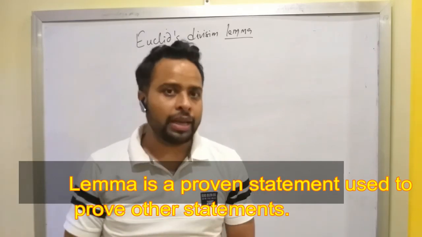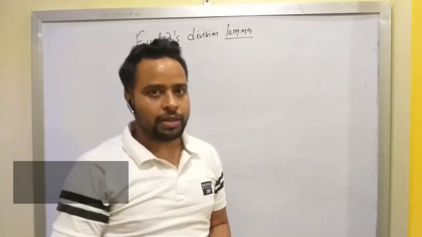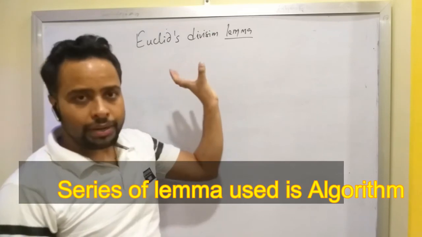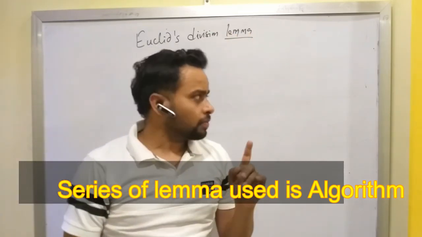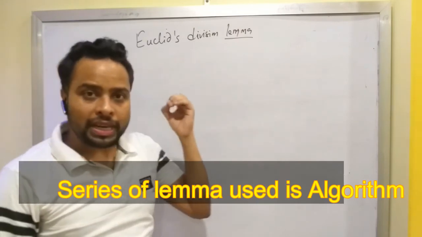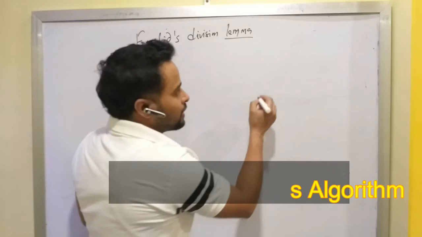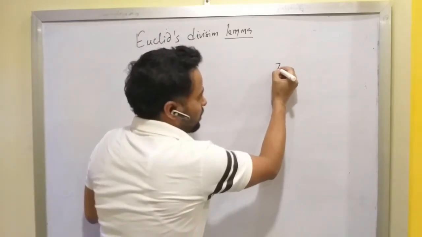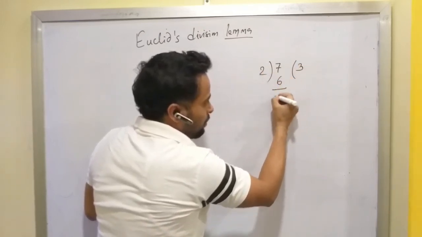Lemmas together make an algorithm. So Euclid, he is also a renowned scientist around 400 BC. He is the father of geometry. Now this particular topic we start with in the class 10 syllabus, Euclid's division lemma. Think of these numbers. Say if I divide 7 by 2, 2 times 3 is 6, remainder is 1.